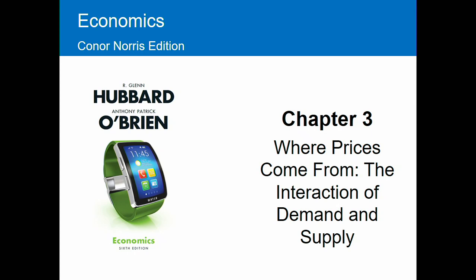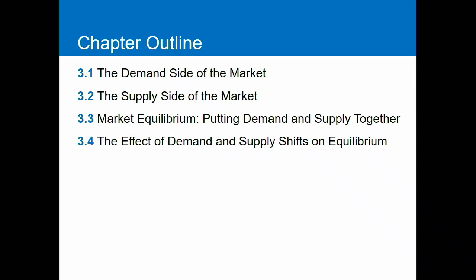Supply and demand, where prices come from. So the chapter outline: first we're going to look at the demand side of the market. We're going to look at consumers, their preferences, how price affects how much of a product, good or service that they demand.